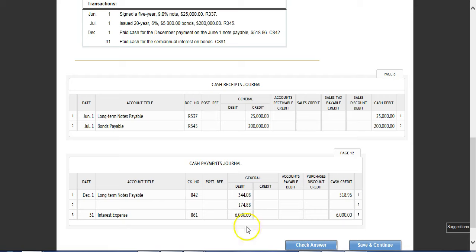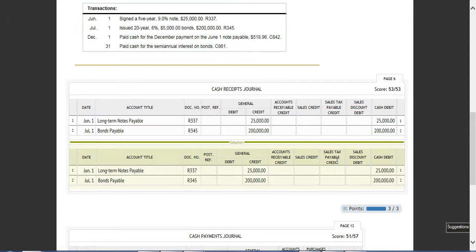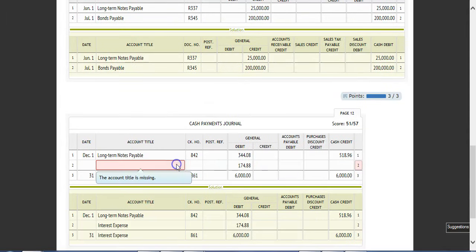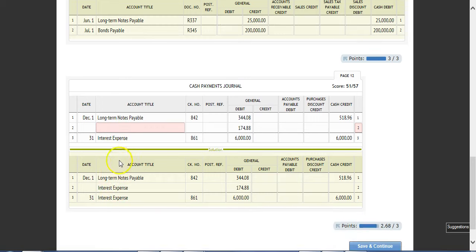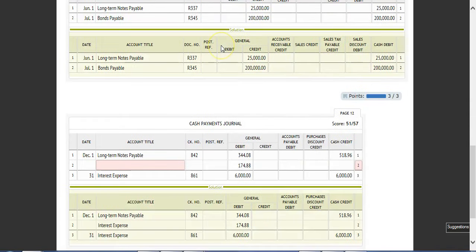Awesome. Let's check our answers. Cool. Uh-oh. I forgot to fill this in. Sorry, the account title here is interest expense, which is right here. It's moving too fast, so I lost some points there. It's a silly mistake. You guys, I'm sure, have made it too. Every line item needs an account title. So I forgot to write interest expense, which we get from right here, 174.88, it's our interest expense. Cool.